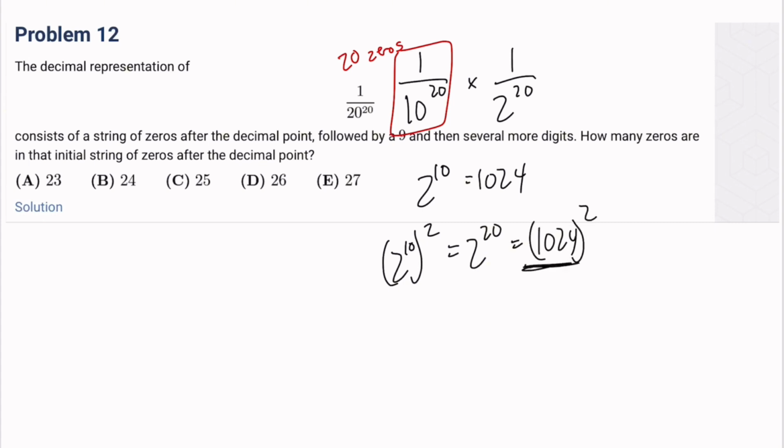And since 1024 is about 10 to the 3rd power, then this will be about 10 to the 6th power, right? Because it's 10 to the 3rd power squared. So it will be about 10 to the 6th power.